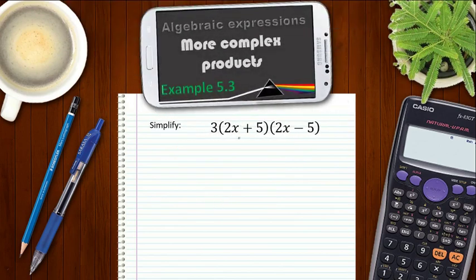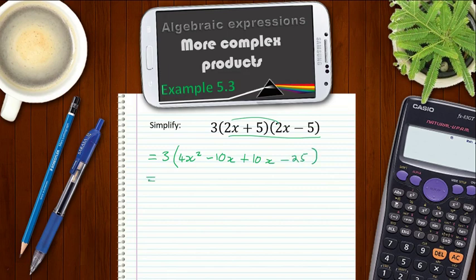Okay, so here we also have these two to multiply out first, and then after we've done that, we multiply in the 3. So the 3 has to be there, just hanging around until we've completed this calculation. So we have 2x times 2x is 4x squared. Then 2x times minus 5 is negative 10x. And then 5 times 2x is plus 10x. And then minus 5 times positive 5 is negative 25.